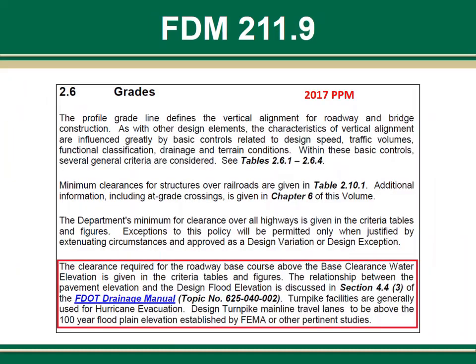We realized that some important language from the PPM was inadvertently omitted in FDM 211.9. PPM Volume 1, Section 2.6 stated that the base clearance water elevation for turnpike facilities is to be designed above the 100-year floodplain elevation. The reason for having this language is to do our best to design our hurricane evacuation routes to an elevation where flooding will be unlikely to occur.